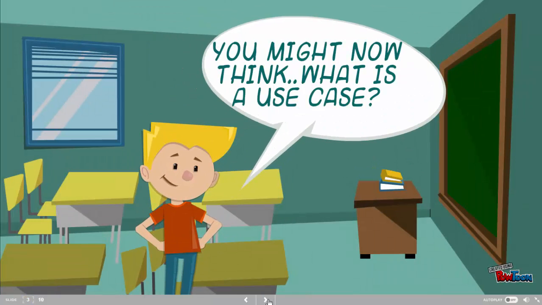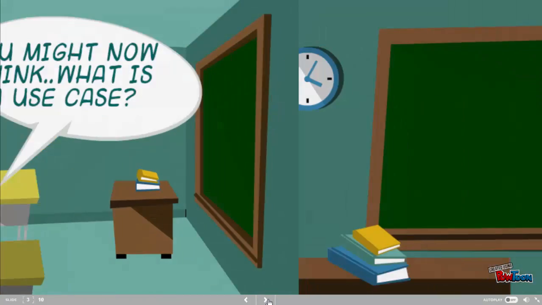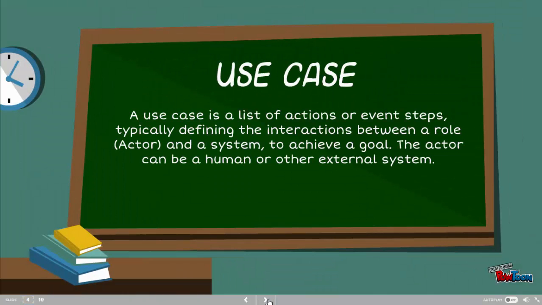You might now think, what is a use case? A use case is a list of actions or event steps typically defining the interactions between a role or actor and a system to achieve a certain goal. The actor can be a human or other external system.